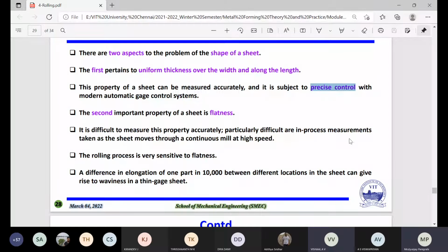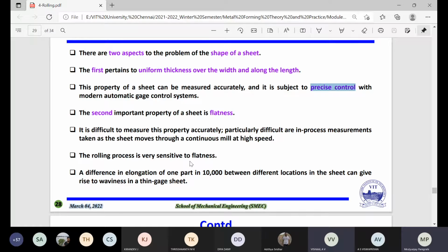Particularly difficult are in-process measurements taken as the sheet moves through a continuous wheel at a high speed. Okay, because it is continuously moving or continuously flowing at a high speed. So that's why it is very difficult. Or you also need a long sheet that is moving. We are not thinking of only one, for example, 1 meter or 2 meters. A very long sheet is moving from one side to another side.